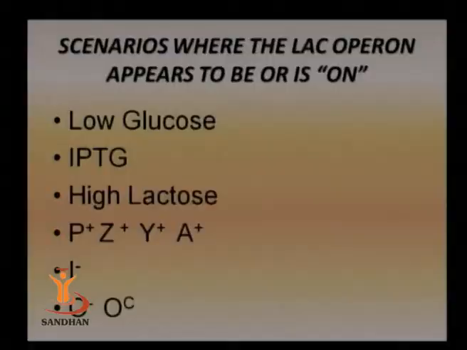And the last type of mutation is O minus. O minus means the operator itself is negatively mutated. So now the operator's absence or presence is not sensed, and the operator can be overcome directly by the RNA polymerase, and it will go directly for expression of further genes of Lac Operon. So these are the conditions in which Lac Operon will remain turned on, while the previous conditions were ones in which Lac Operon usually remained turned off.